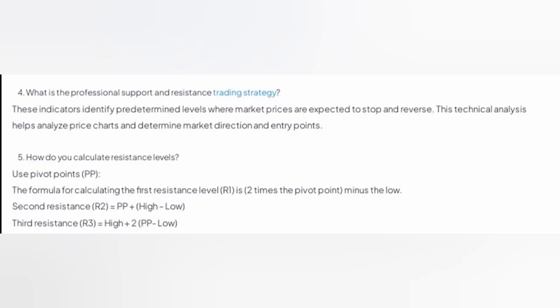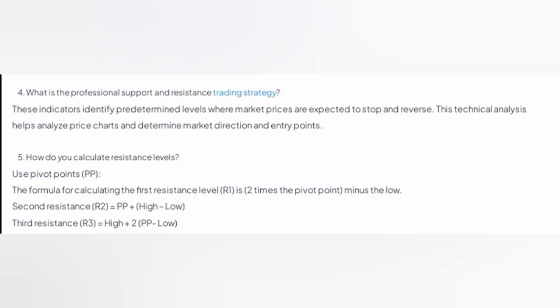What is the professional support and resistance trading strategy? These indicators identify predetermined levels where market prices are expected to stop and reverse. This technical analysis helps analyze price charts and determine market direction and entry points.